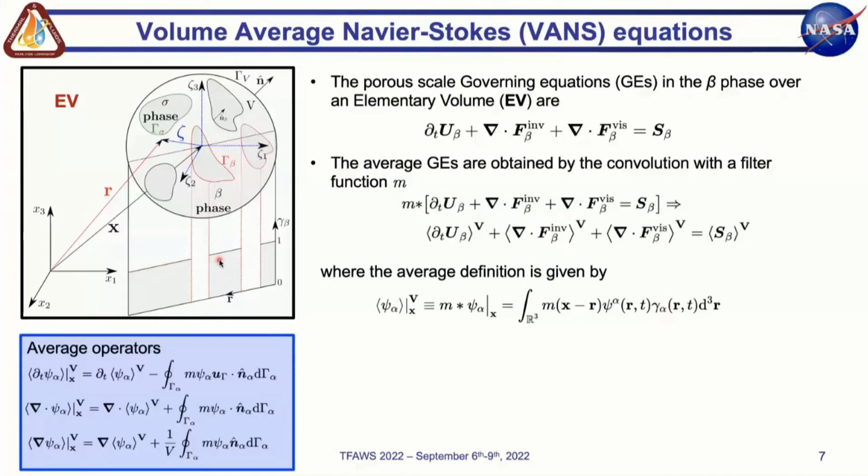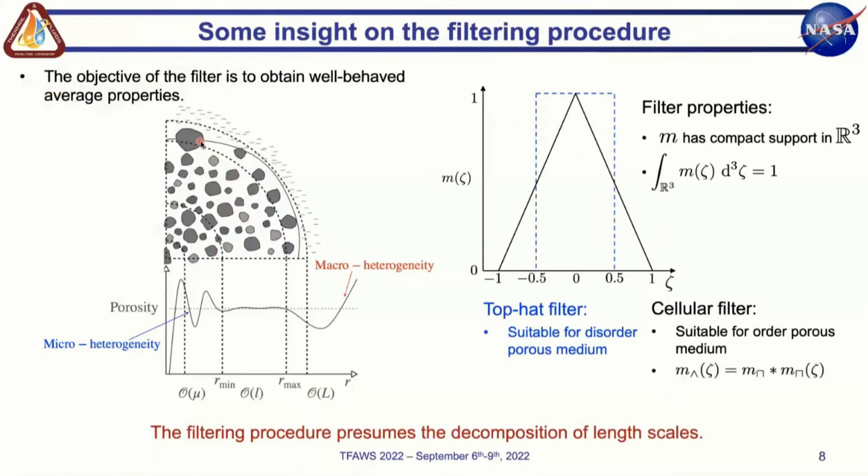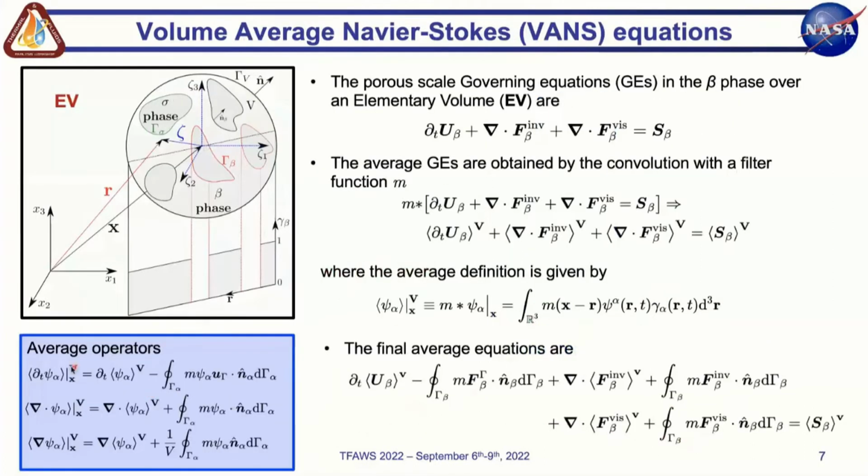So the next step is to define some average operators. The idea is you want to bring the average inside the time derivative term, divergence, and the gradient. And by doing that, and thanks to this phase indicator term here, you end up with some surface properties. So we end up with some extra terms that are active at the surface between the two phases. That's what I'm showing here in this red part. So in the end, if you put these terms there, you end up with a final average equation, which takes this form.